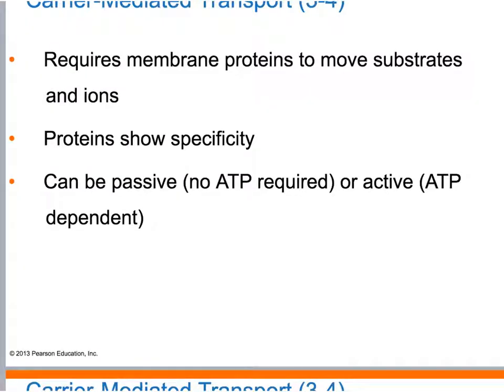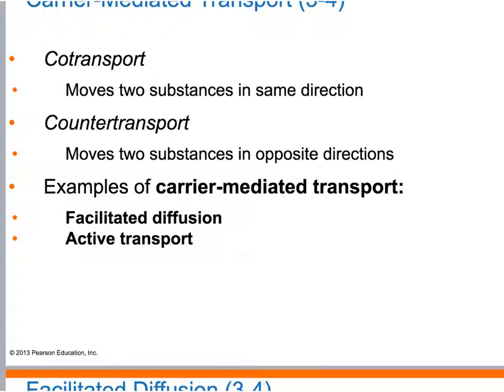Carrier-mediated transport is another form of transport. It requires membrane proteins to move substances and ions. The proteins show specificity. It can be passive, that means no ATP required, or it can be active, and that means it's ATP dependent. Facilitated diffusion is an example of carrier-mediated transport that is not dependent on ATP. Active transport, on the other hand, is an example of an ATP-dependent type of transport.